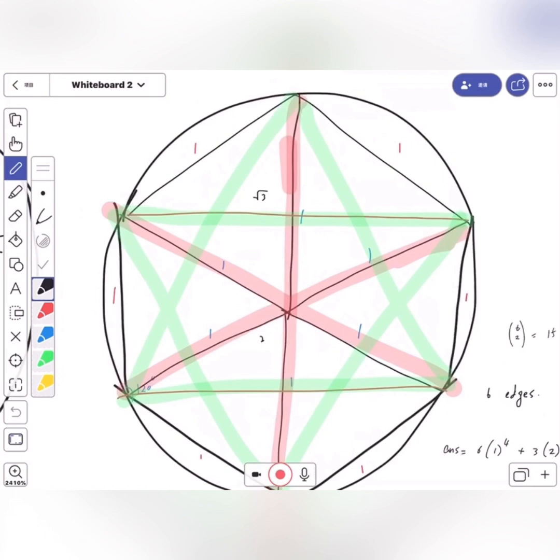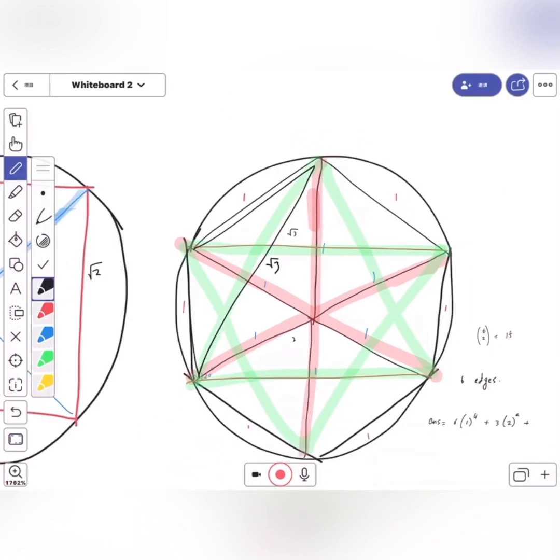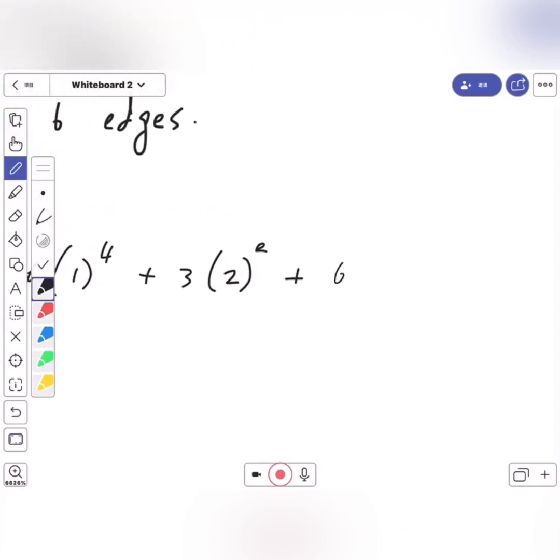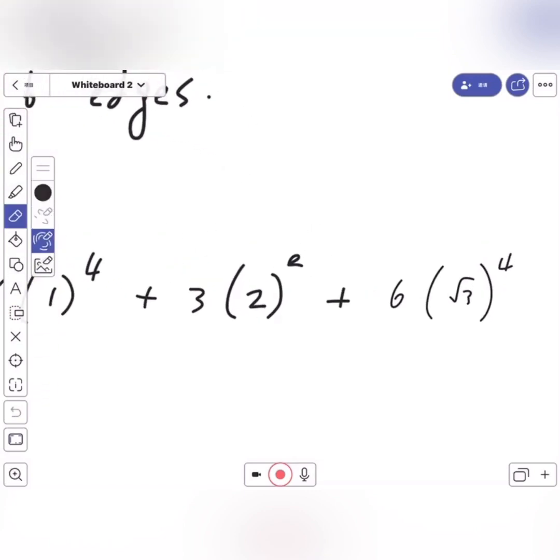Well, the length is just going to be this. And we just simply do law of cosines on this triangle. We're going to get that this is actually square root of 3. So plus 6 times square root of 3 to the 4th. Actually, excuse me, this one should be a 4.